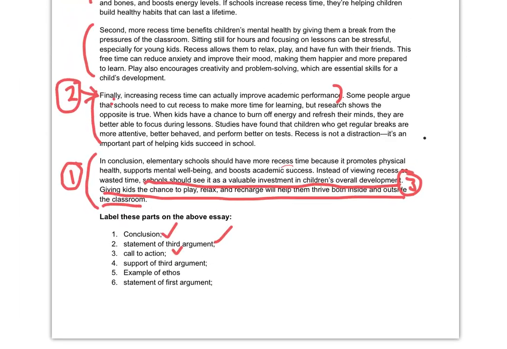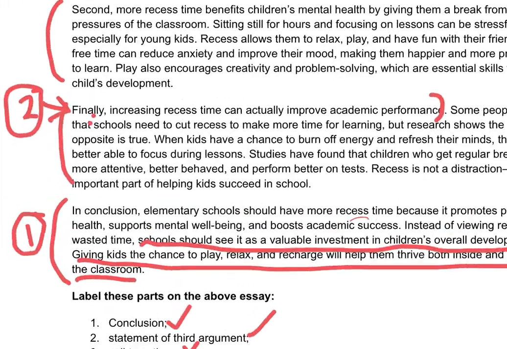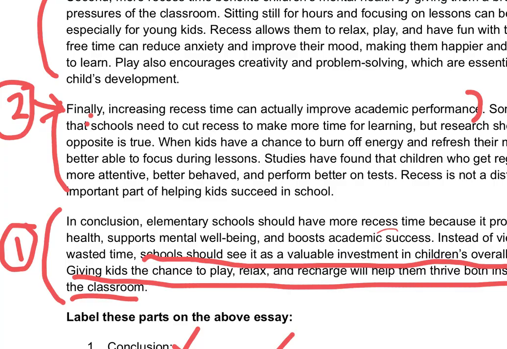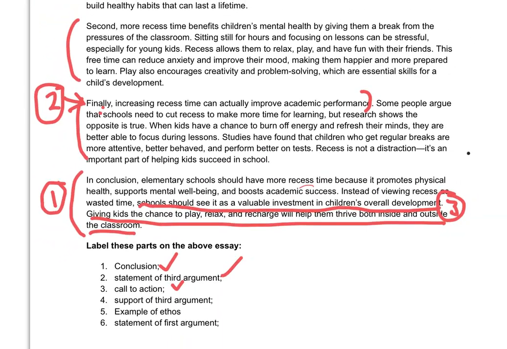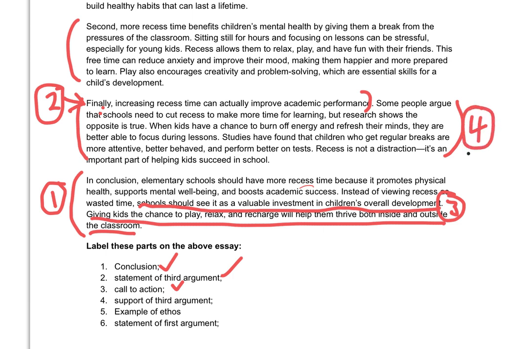Well, our third argument, we already said, was right here where it says finally increasing recess time. Where is that supported? The rest of the paragraph supports that argument. Some people argue that schools need to cut recess to make more time for learning, but research shows the opposite is true. When kids have a chance, blah, blah, blah, blah. The whole rest of the paragraph is support for the third argument. So I'm going to write a 4 right there. That one's done. Example of ethos.